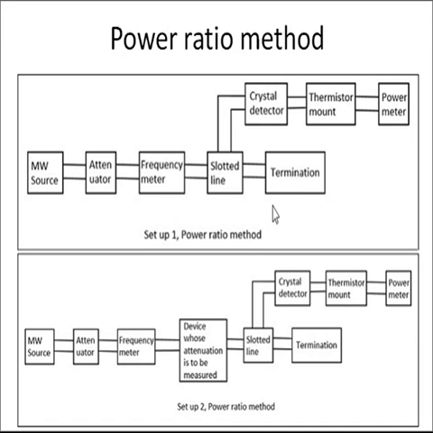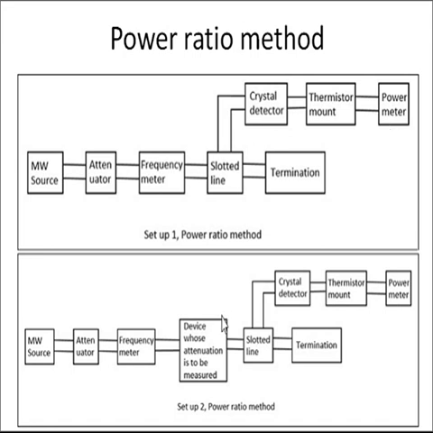Here the signal will be generated by a microwave source and transmitted through a series of devices onto the receiver side through the transmission path. Here we are not adding any additional device. The signal received on the receiver side will have its level detected by a crystal detector, and that level will be indicated on the power meter. Let the power meter reading here be P1.